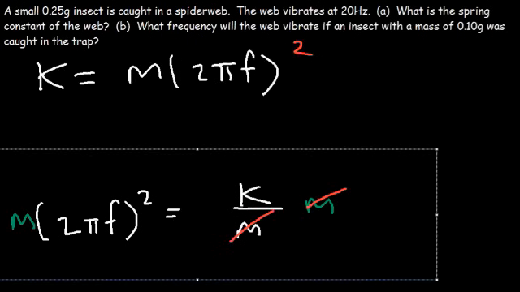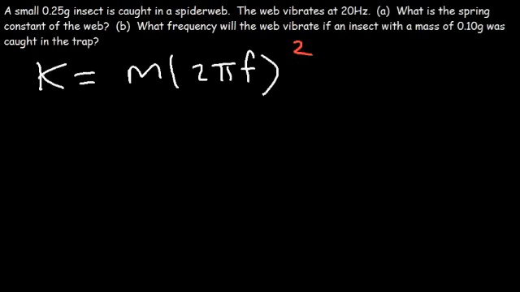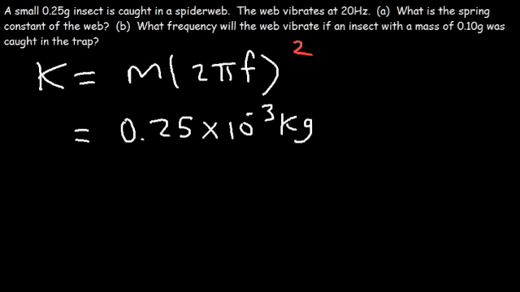And let's assume that the mass of the spider web is negligible. So we're only concerned with the mass of the insect. Now we need to plug in the mass in kilograms. To convert grams to kilograms, you can divide by 1,000, or instead of writing 0.25 g, you can write 0.25 times 10 to the minus 3 kilograms. 1 gram is about 0.001 kilograms, or 1 times 10 to the minus 3 kilograms. And the frequency is 20 hertz.